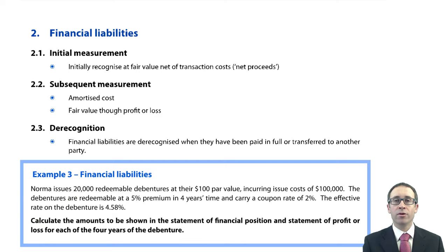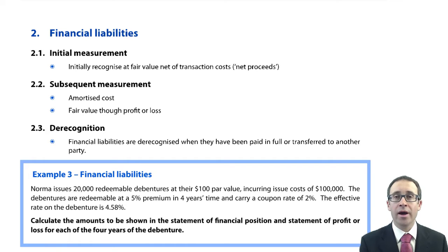Let's go through and have a look at the world of financial liabilities. Remember from the very first video, a financial liability arises whereby we have an obligation to pay cash. The financial liability and that obligation to pay cash arise when we issue debt. When we issue debt, we're looking to raise finance. So we are debiting bank and crediting our financial liability.